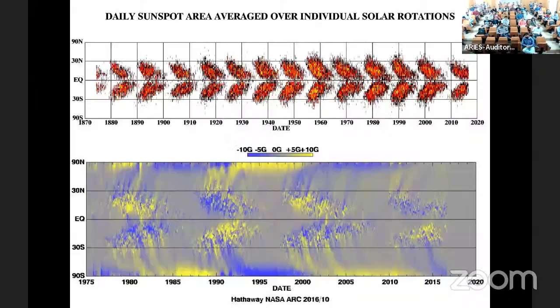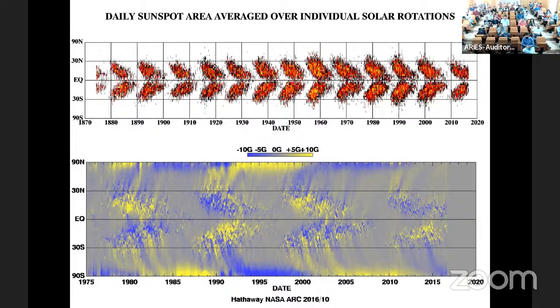What you essentially find is that the top one is just the number of sunspots plotted with the coordinate system. So you define the equator as 0, and go to plus 90 and minus 90. You see this butterfly diagram, and that changes roughly every 11 years.